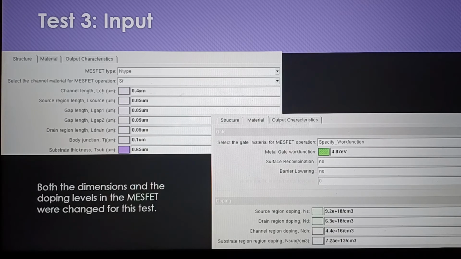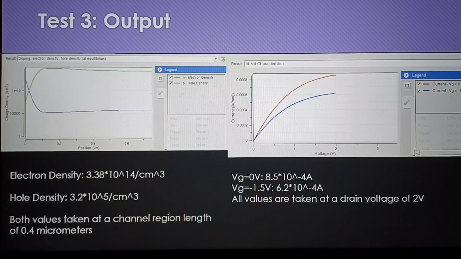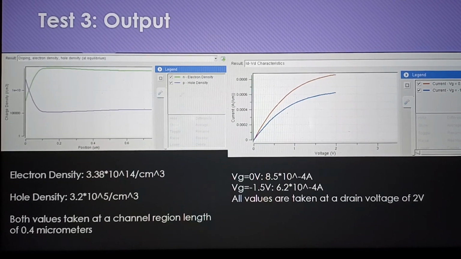The drain region doping is 6.3 times 10 to the 18 centimeters cubed. The channel region doping is 4.4 times 10 to the 16 centimeters cubed. And the substrate region doping is 7.25 times 10 to the 13 centimeters cubed. And I left the metal gate work function at 4.87 electron volts. So for the output, at 0.4 micrometers, electron density is 3.38 times 10 to the 14th centimeters cubed, and hole density at 0.4 micrometers is 3.2 times 10 to the 5th centimeters cubed.